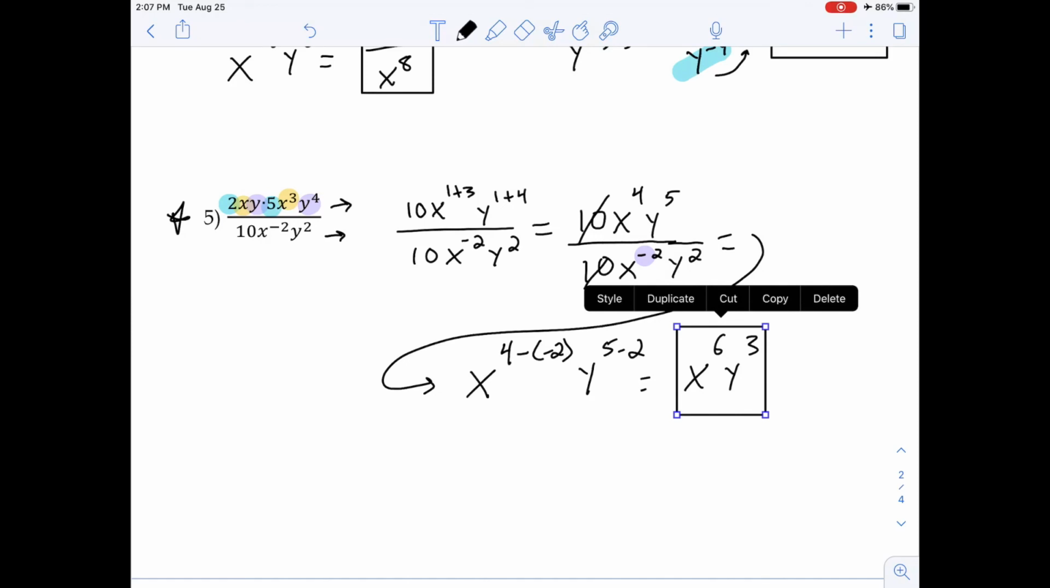All right, so hopefully this will help you with simplifying expressions using the properties of exponents. There are more difficult problems, but this just gives you a general idea of how to go ahead and use the properties of exponents.